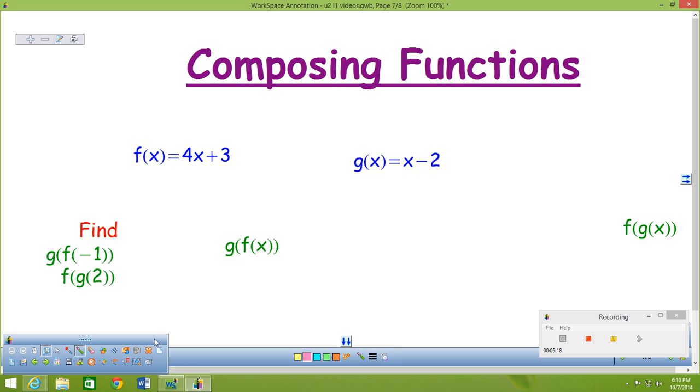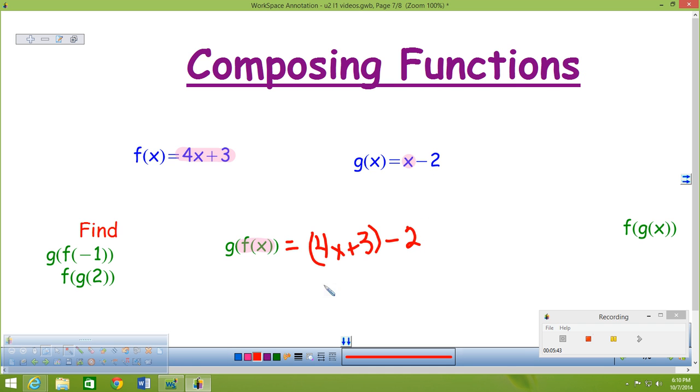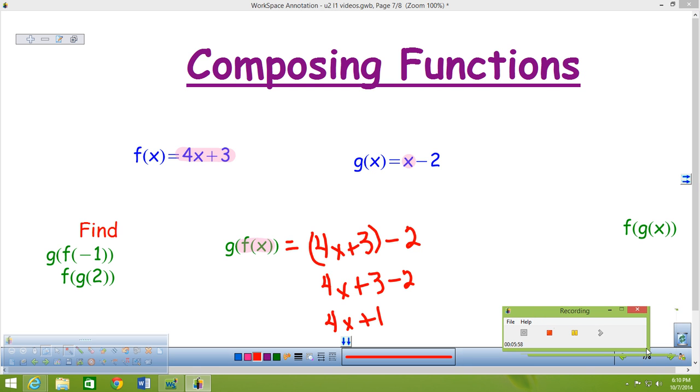What we'll be doing on this one? F of x is going into g. Here's f of x. It's going to go in for x in the g function. So this x comes out. 4x plus 3 goes in its place. And then I've got minus 2. Don't really need those parentheses. So 4x plus 3 minus 2. 3 minus 2 is 1. This becomes 4x plus 1. Let's do one more example on the next page.